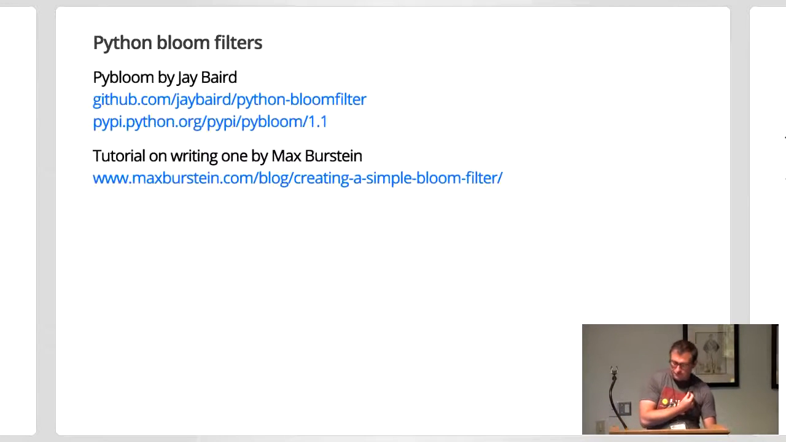I just whipped up these slides about 20 minutes ago, so I haven't actually implemented it in Python. But there are Python implementations of Bloom filters, one by Jay Baird called PyBloom in PyPI. And if you want to implement one yourself, and you should, there's a good tutorial at that bottom URL that actually goes through the steps of creating the buckets with the bit fields and setting them and all that sort of stuff.